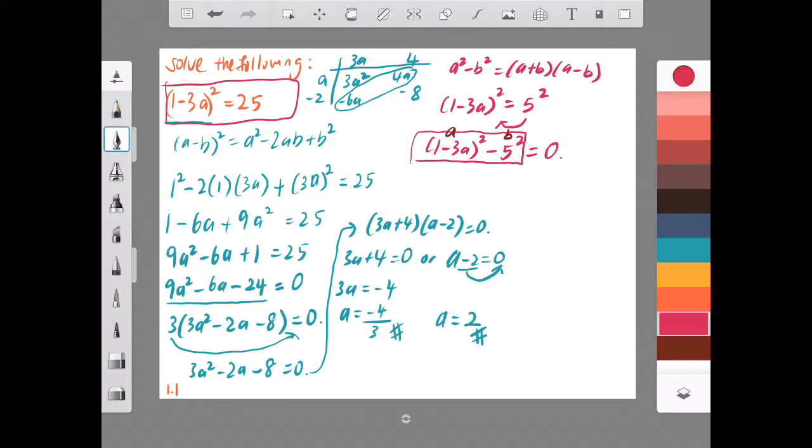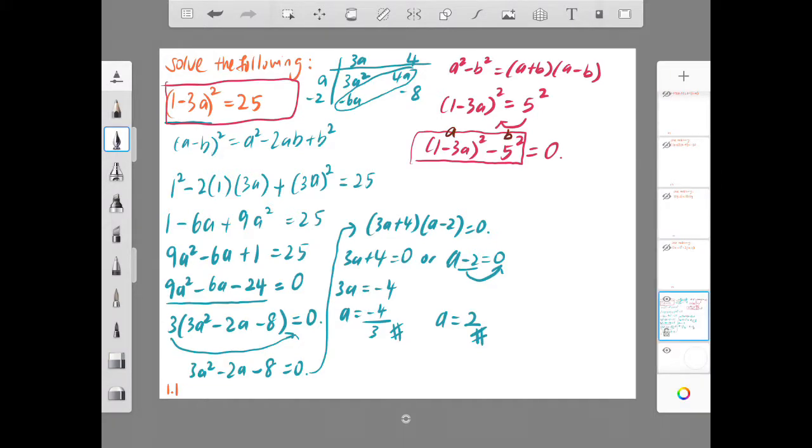Okay, so I'm going to continue. This a square minus b square will be (a plus b)(a minus b). So I'm going to write a plus b. I repeat again, a is 1 minus 3a, and b is 5, sorry. So (a plus b)(a minus b) equals 0. So we are going to have two equations, I mean two factors as well.